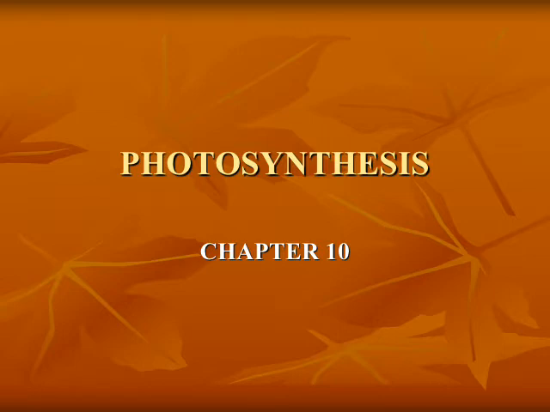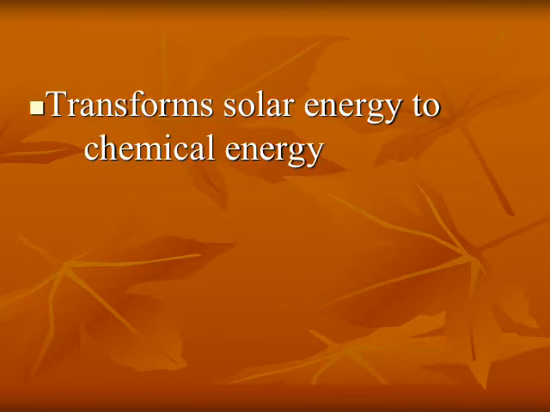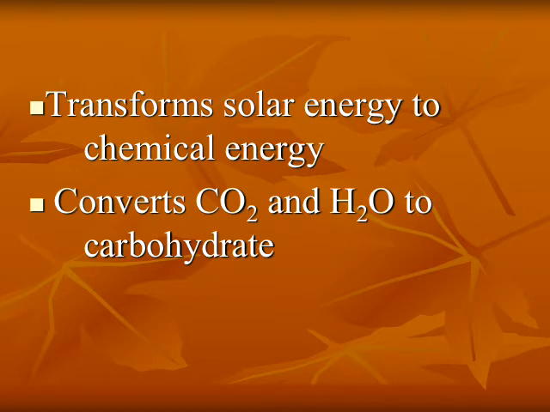So chapter 10 covers photosynthesis. Photosynthesis is a process by which solar energy is transformed into chemical energy. Photosynthesis converts carbon dioxide and water to carbohydrate. Now think about that for a minute. Carbon dioxide and water, and you make sugar. Plants have the ability to do that, and we're going to look at the details on how they are able to do that.